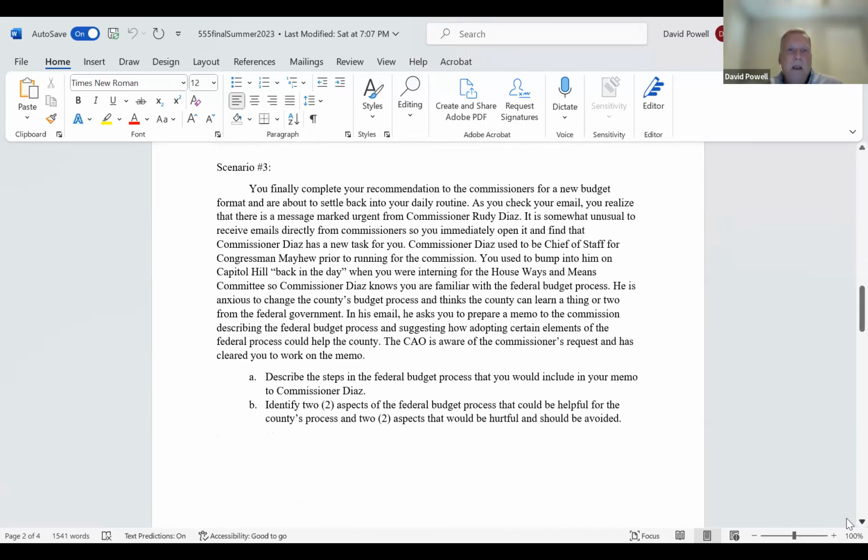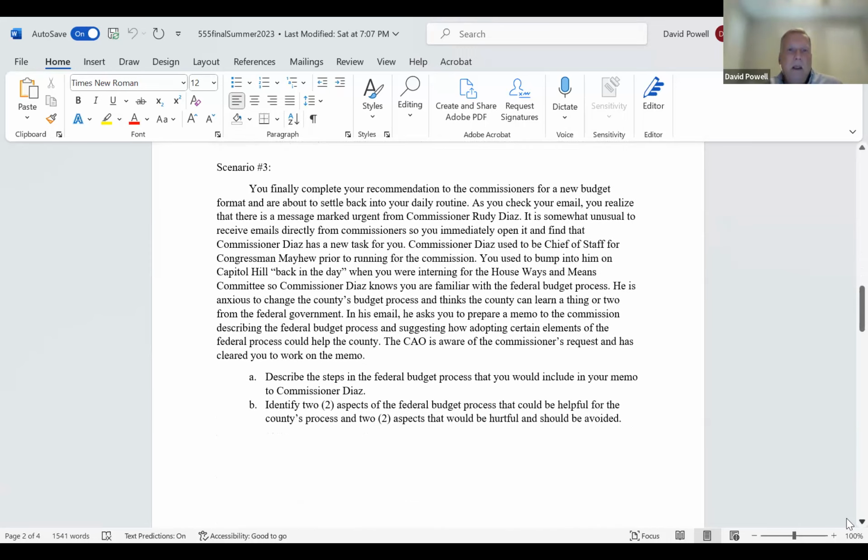Commissioner Diaz used to be the chief of staff for Congressman Mayhew prior to running for the commission. You used to bump into him on Capitol Hill back in the day when you were interning for the House Ways and Means Committee, so Commissioner Diaz knows you are familiar with the federal budget process. He is anxious to change the county's budget process and thinks the county can learn a thing or two from the federal government. Why, I don't know, but he does.